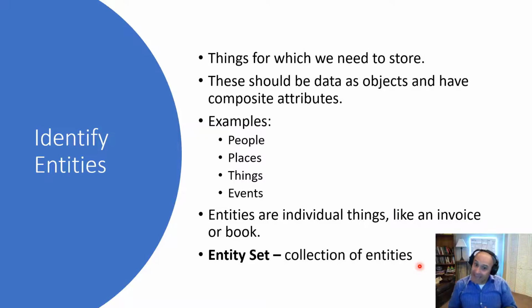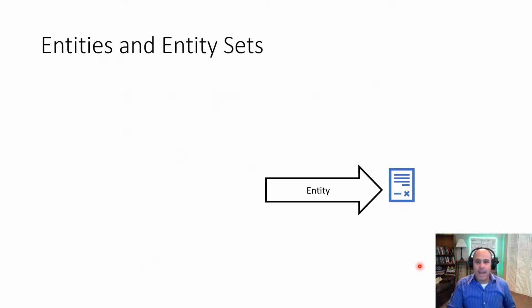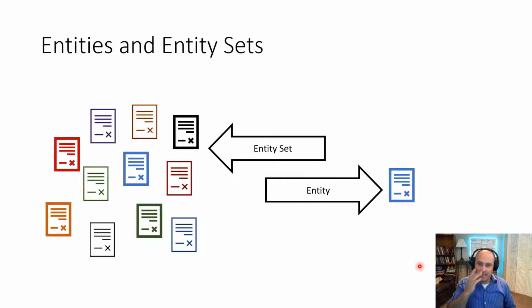An entity set is a collection of entities. So if I'm looking at a shelf and there's lots of different cans of soda on the shelf, that's an entity set. Any one of those cans I pick off the shelf ends up being an entity. Likewise, behind me here, you see there's a bunch of books, right? One of those books is an entity. All the books on the shelf is an entity set. So entity, one thing. Entity set, collection of real things.